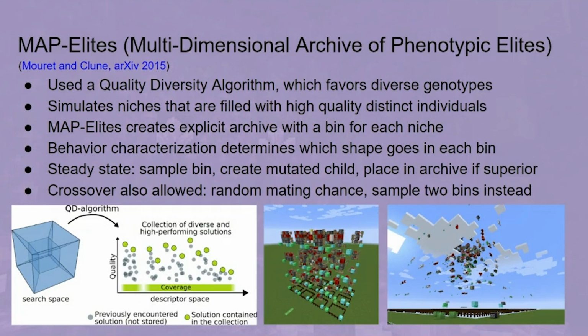All of the children shapes are generated via steady state in two different ways. They can either be mutated from one singular bin to create a new child, or we also allow crossover mutation where it takes two bins and then mates them together to create a new offspring.